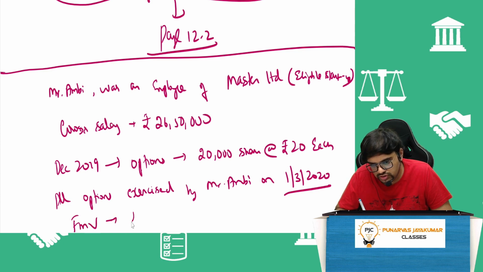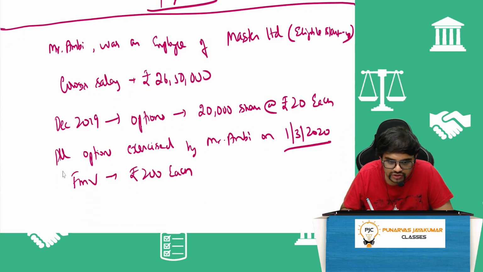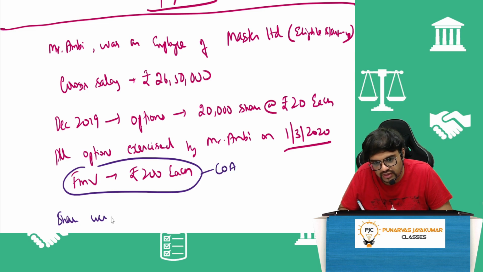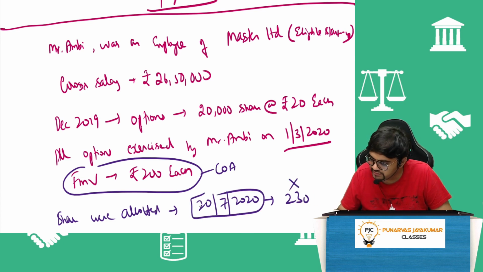FMV was 200 each. So guys, exercise date FMV only you should take. So this is an important FMV. Shares were allotted. This becomes the cost of acquisition, remember. Shares were allotted on 20th July 2020 when the FMV was 230 per share. This is irrelevant, but this date is important for period of holding.